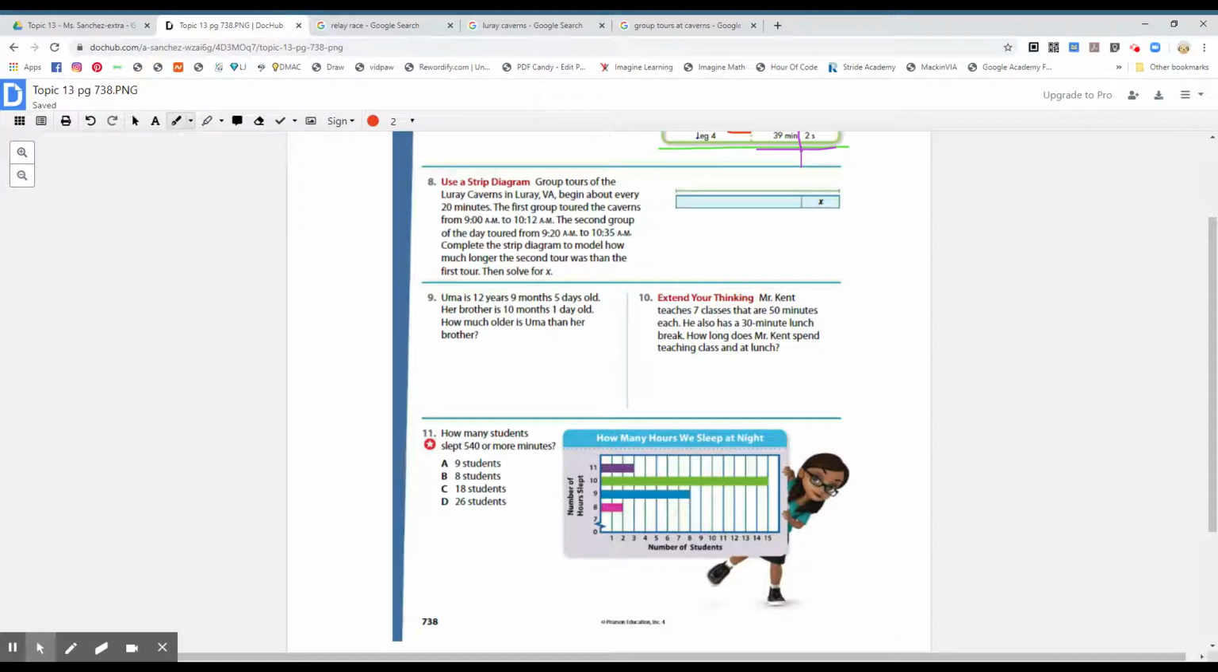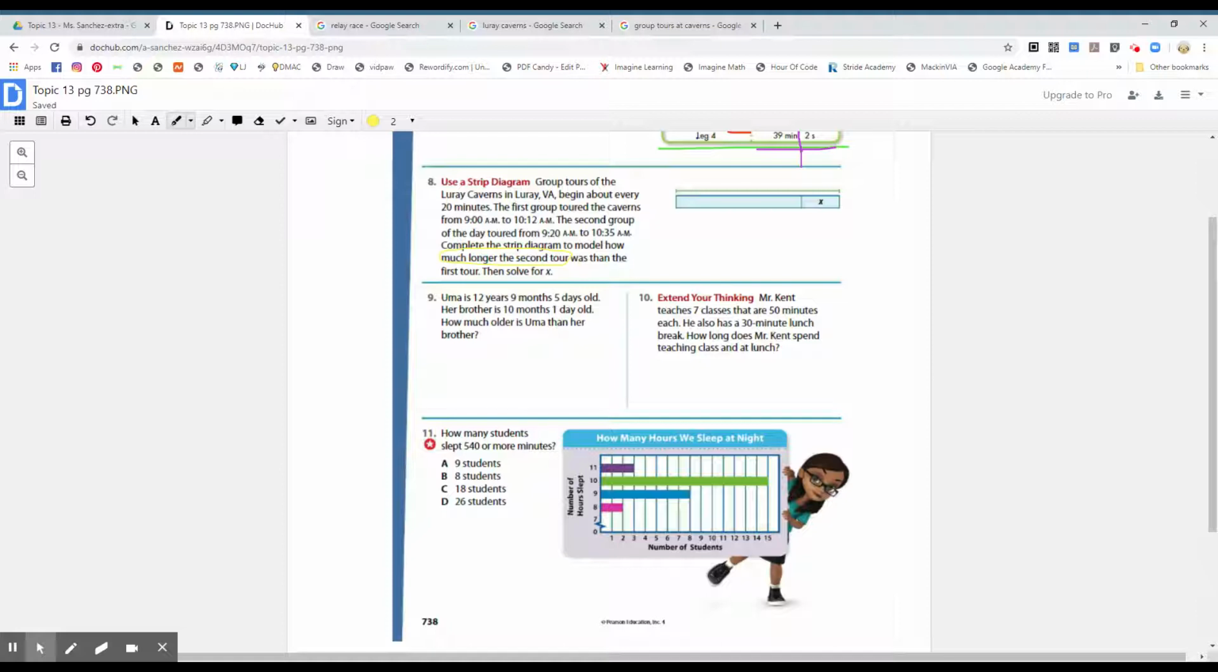Okay. And boys and girls, based on the information, they already told me I need to create a strip diagram. The models are already there for me. And they told me that the second tour was longer. There's two tours, two sets of people that are inside the cavern with a guide. And they already told me that the second group took longer, much longer. Complete the strip diagram to model how much longer the second tour was. So the second tour, the people that went the second time, it was longer.